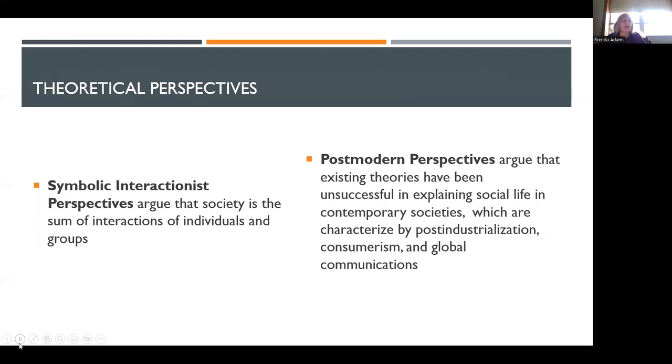Which are characterized by post-industrialization, consumerism, and global communication. So that's more of a now time. It's the fairly new postmodern perspective. All the rest are cruddy, and we're going to say it's from this. They have a totally different viewpoint.